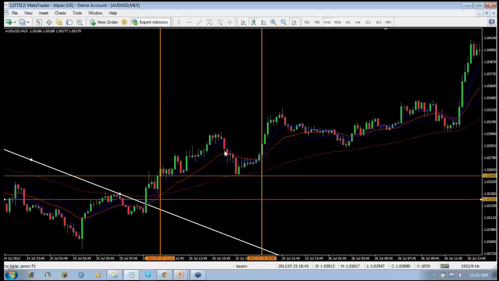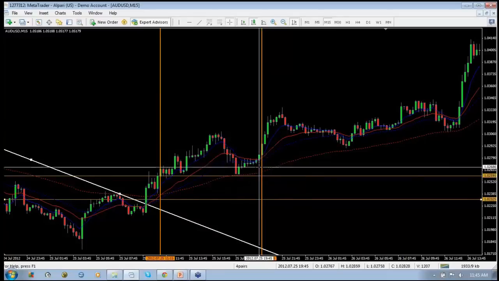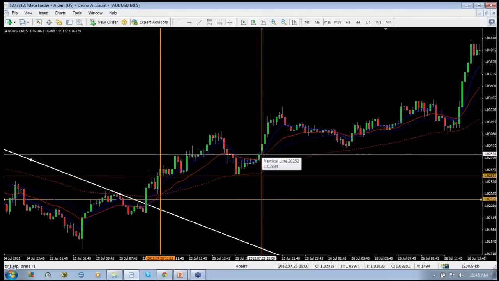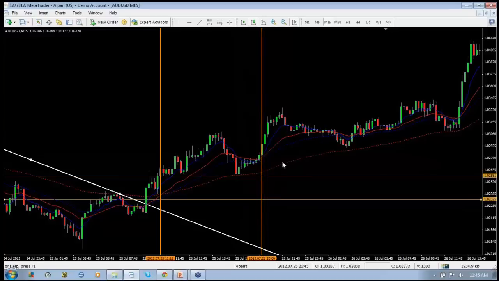Okay. Had we held on to this, price came all the way back to retest our entry, but it never got that far. It almost did. And then it moved on up. From that point, it moved up quite a bit and would have hit our target.